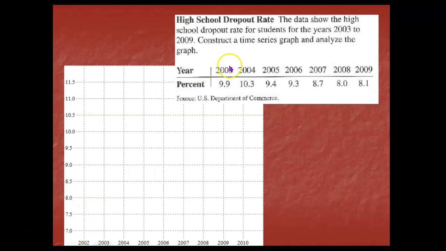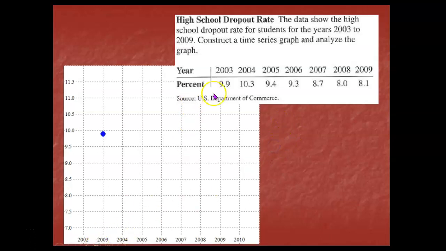And then for something like this, we don't necessarily have to start at 0 at the bottom, but we do need a consistent scale. So one square on the graph paper should mean the same amount of increase no matter where we are: 7.0 to 7.5 to 8.0 to 8.5 and so on. And we need to have room to show all our data points. So now we're actually going to show the data points. So the first data point is above 2003. We go up to a height of 9.9.